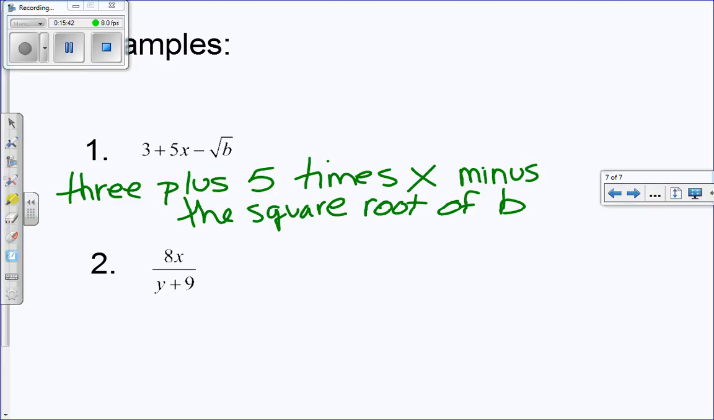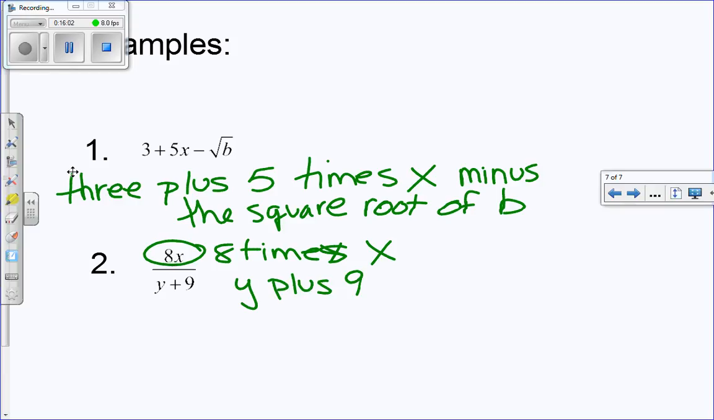Okay, the next one. I noticed I got a division problem and I've got things going on in between. So up top here, let's take a look at this. This is one of those, I would say, tricky ones. On the top, I've got 8 times x. Oops. In my denominator, I have y plus 9. Okay, or the sum of y and 9, or 9 more than y. Many different ways you can word it. If these are tricky for you, start with the basics. You don't need to get super crazy here.